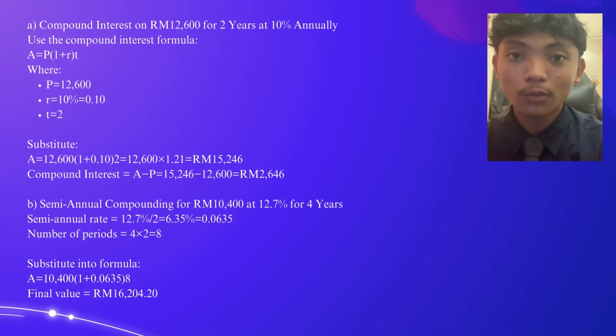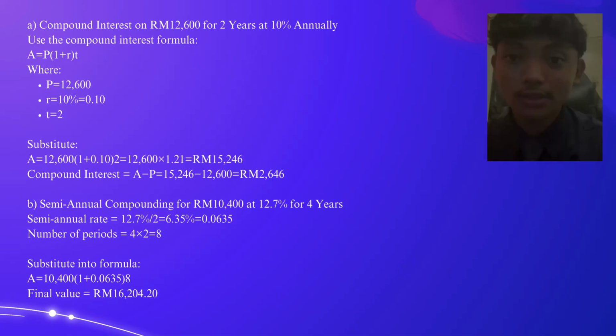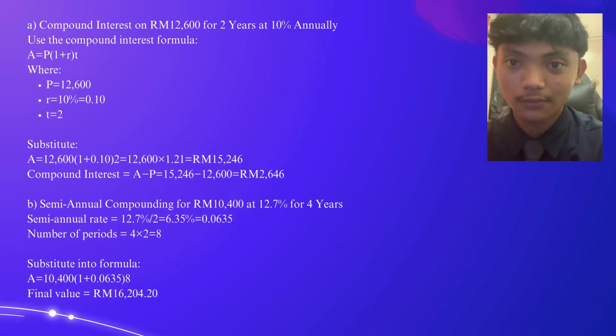To calculate the compound interest, we need to take the answer given in section A and minus P. What is P? P is 12,600. So the answer 15,246 needs to be minus 12,600. So the answer is 2,646 ringgit.